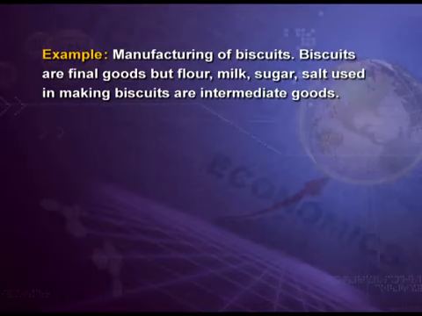Let us take an example of manufacturing biscuits. Biscuit is a final good, but flour, milk, sugar, salt, etc. whatever is used in making biscuits are intermediate goods.